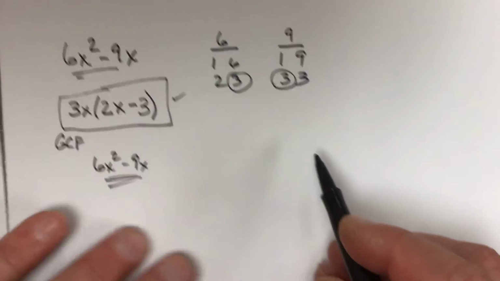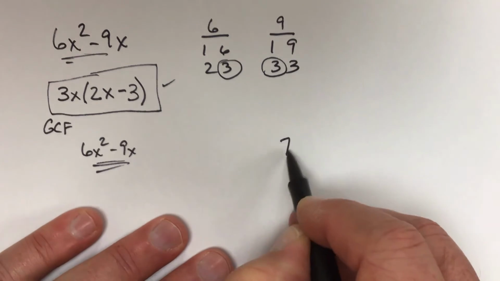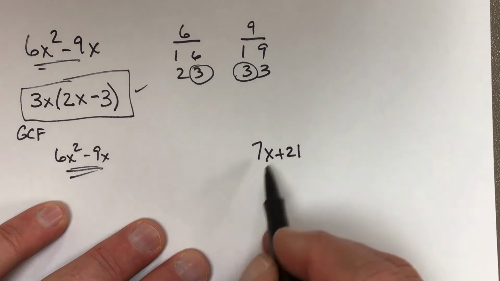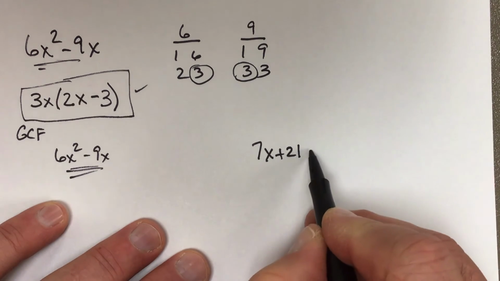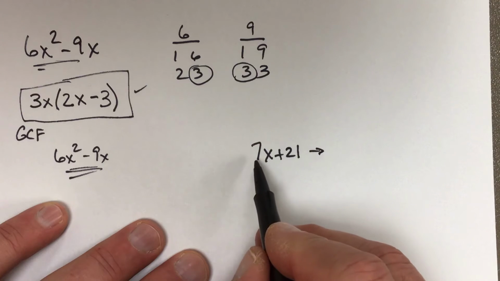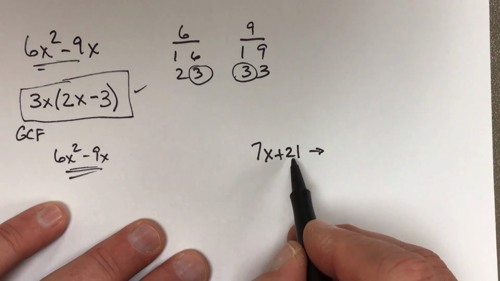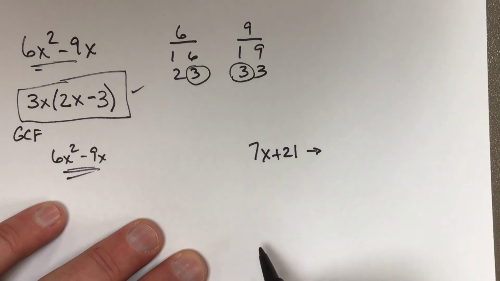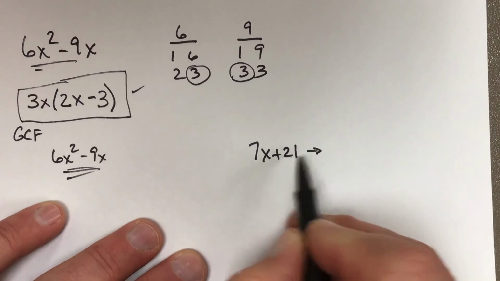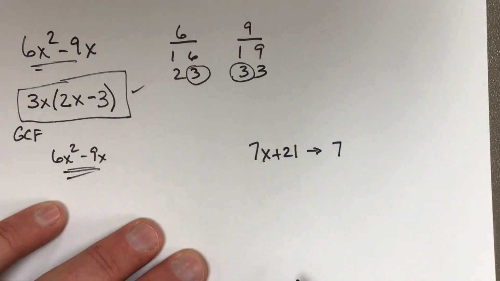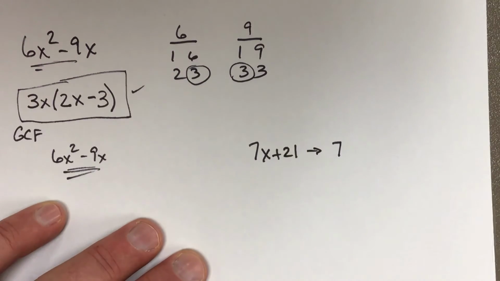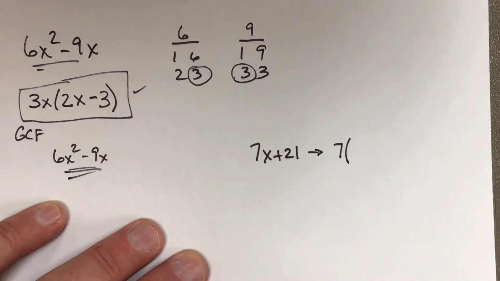Let's try another one. 7x plus 21. All right, so what is the greatest common factor? What is the factorization here? So 7 and 21, right? Here's my hint. Always take the smaller one and see if it actually goes into the bigger one, because maybe, just maybe, that's going to be your greatest common factor. So 7 does go into 21, so I like a 7. This one has an x, but this one does not, so we can't take out an x. They do not have it in common, so that's all we got.